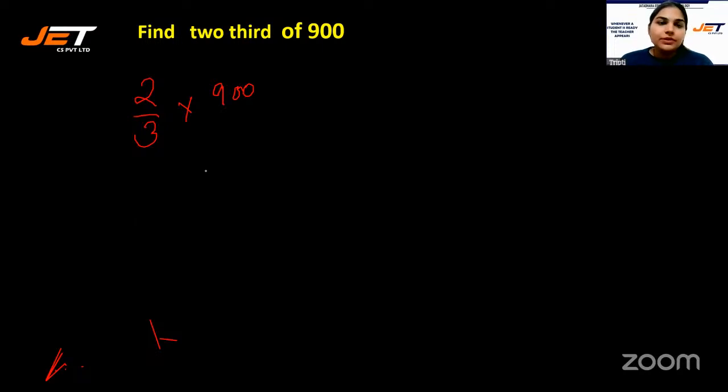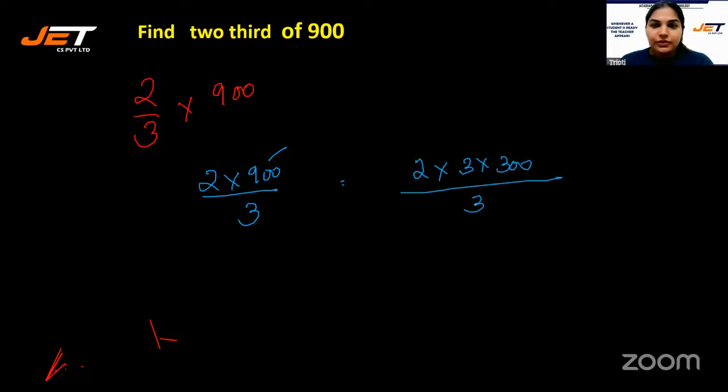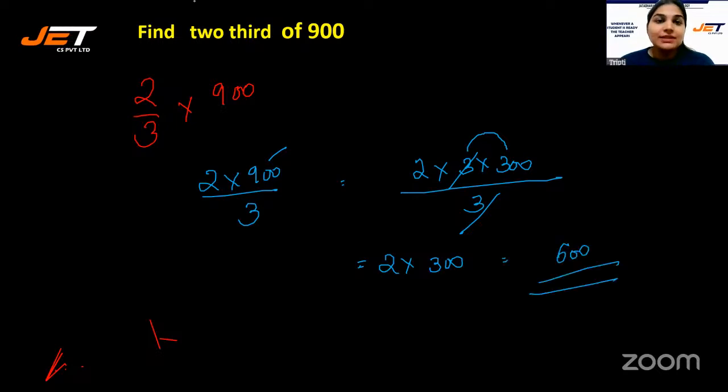Okay, here 2 times 900, in the denominator it's 3. I will write 900 as 3 times 300. In the denominator, 3. 3 times 300 is 900. So 3 and 3 will be cancelled. I have got 2 times 300 now, which is equal to 600. My answer is 600. That 2/3 of 900 is 600.